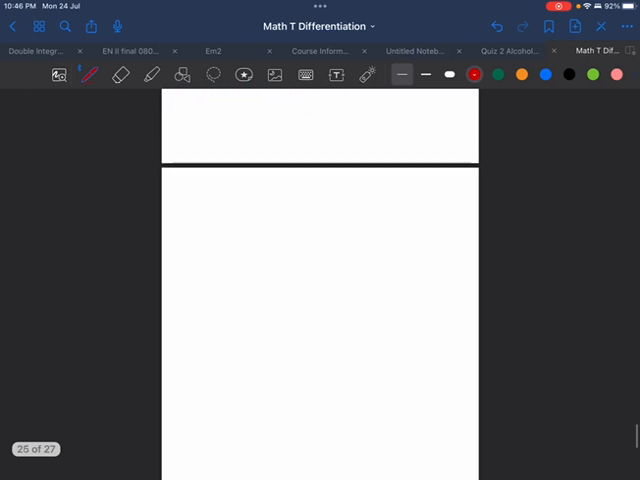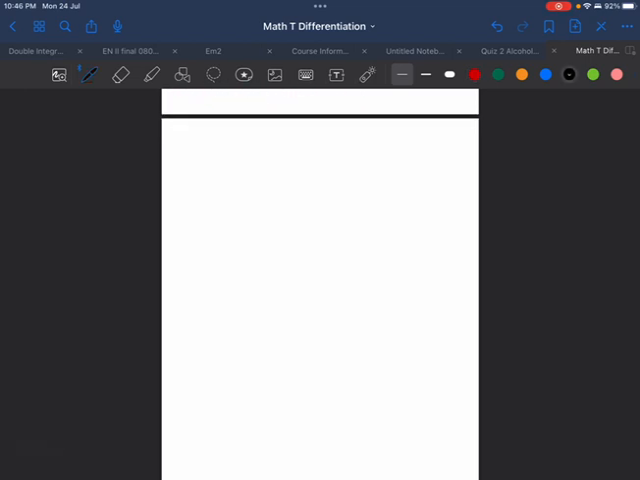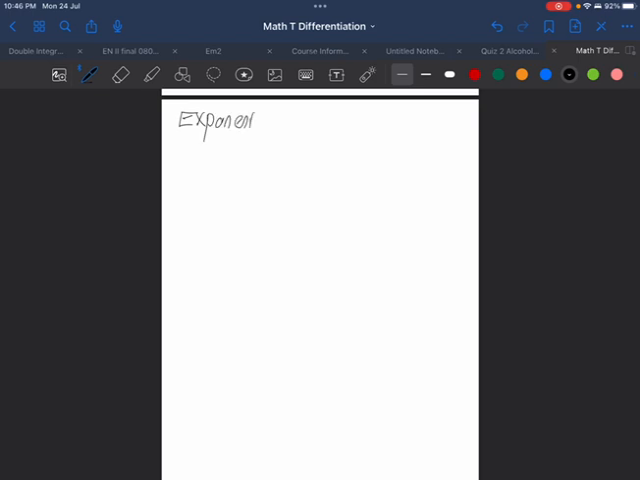Alright, so that is about the logarithms. So now we will talk about the exponential functions. How do we differentiate exponential functions? Let's say we have f(x) equals e^x. Alright, so how do we deduce it?